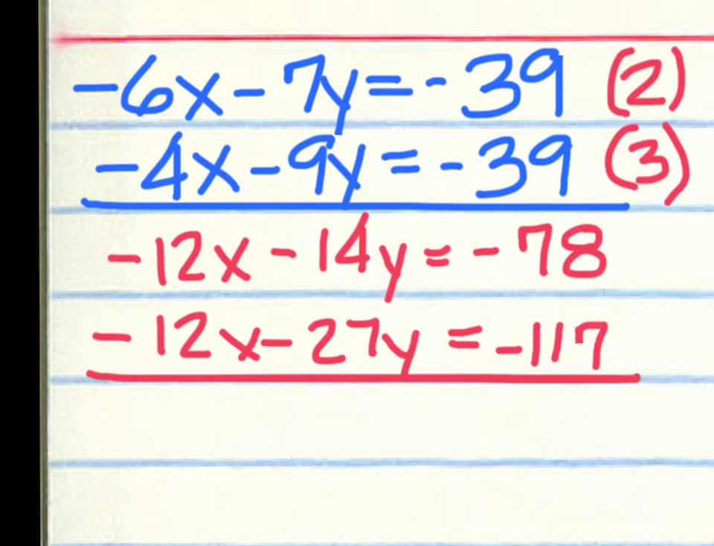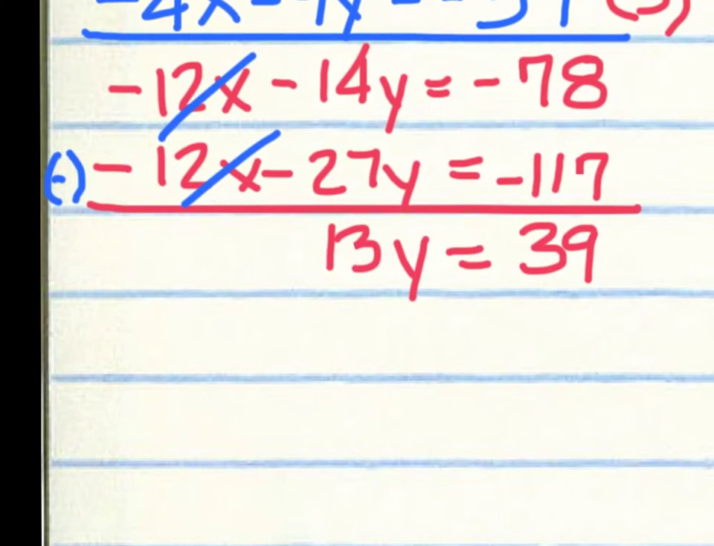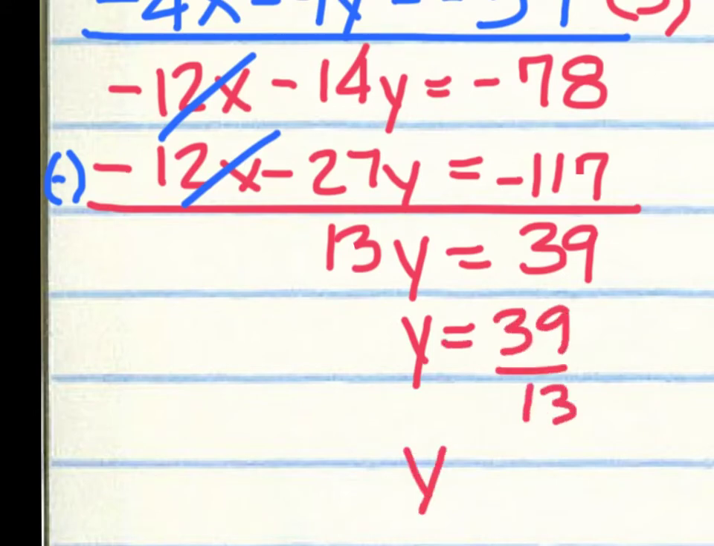You're going to subtract these, and these will cancel out, but pay attention to the fact that you have -14 minus a -27. That's the same as -14 plus 27. So you should have 13y. And then the same deal here, -78 minus a -117. So it's going to be the same as plus 117. That should be a 39. So clearly 13 and 39 are going to work out just right. So divide 39 by 13, and you should come up with an answer of 3.